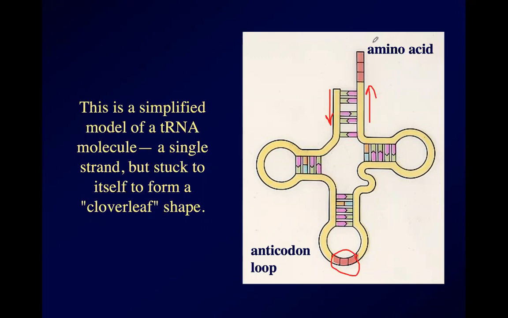And thanks to some magic worked by enzymes called aminoacyl-tRNA synthetases, which amino acid is up here depends on which 3 bases are down here. You know, a transfer RNA molecule doesn't carry just any amino acid. Which amino acid it carries depends on what bases it's got on the anticodon loop.